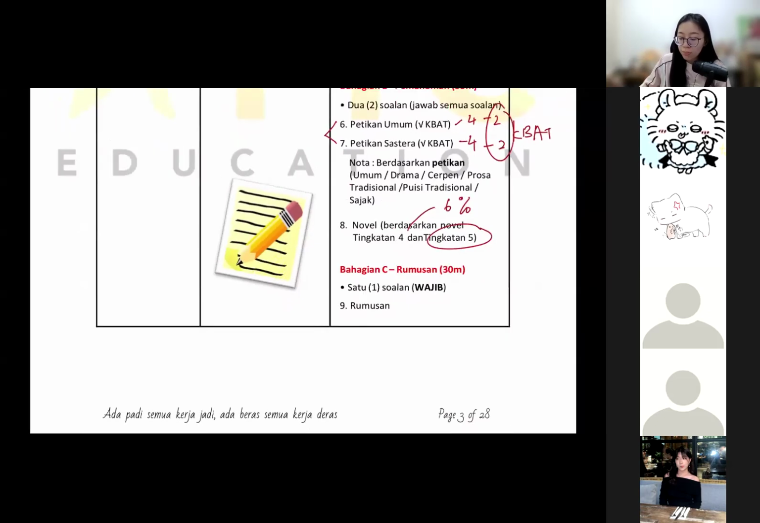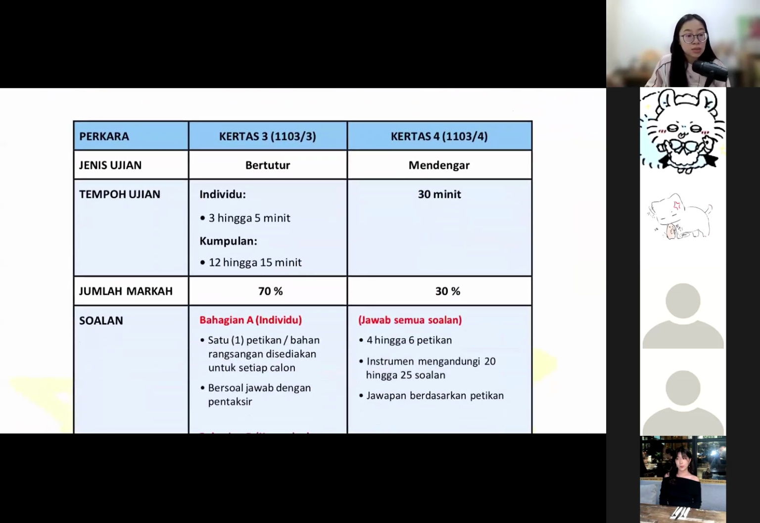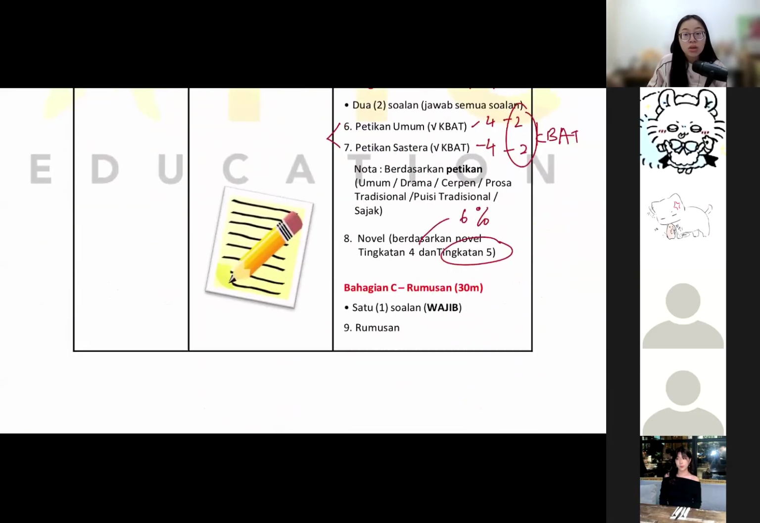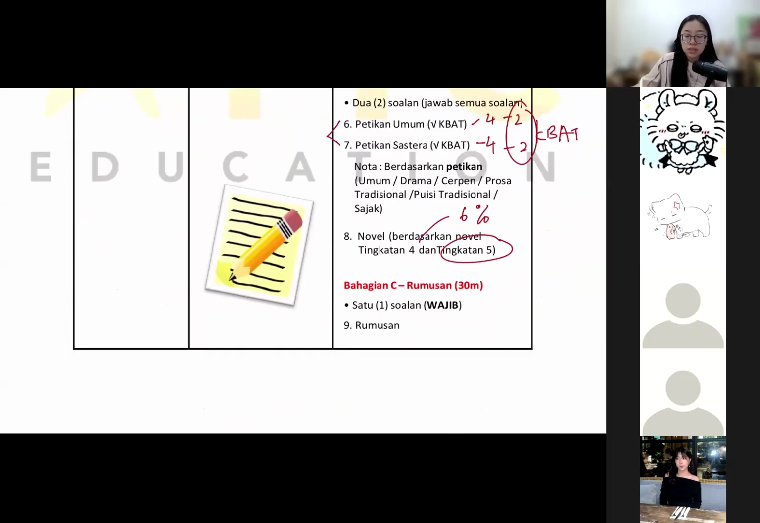Okay, now we go for kertas 3. Kertas 3 is bertutur. We'll need to answer the word novel. Yes, correct. Got one, I forgot if it is a stick paper or another question paper. I forgot already. But then they come out, ask you to list dua novel, and then they want watak utama for both. So you need to explain tingkatan 4 watak utama and also tingkatan 5 watak utama. You cannot just remember one and forget your Form 4 novel.